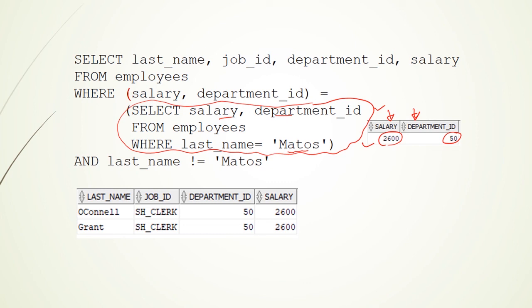This is called a pairwise subquery. More about multi-column subquery, pairwise and non-pairwise, will be discussed in later chapters.